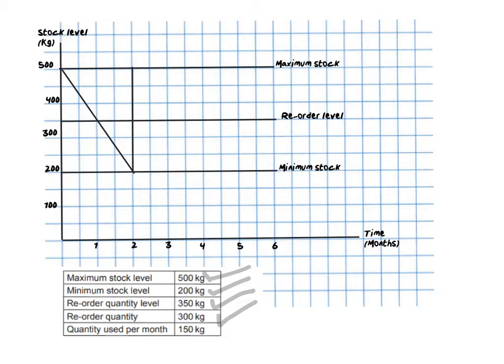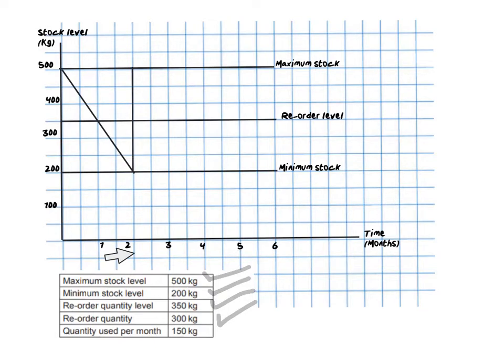Again, we can see the lead time as well. If I highlight it here, when it hits this point, 350 kilograms, and they reorder the stock, then when the stock arrives, that's 1 month, the stock arrives on the second month, as we can see, because it instantly goes up to the maximum stock level again. So we can see the lead time of 1 month.